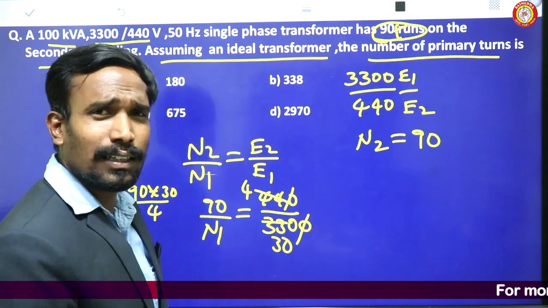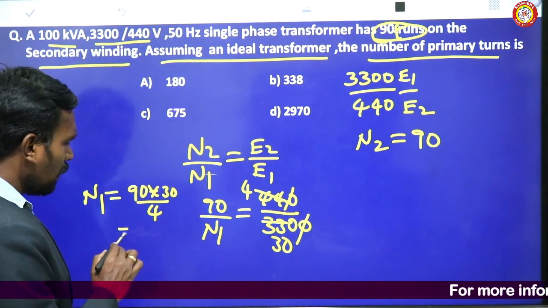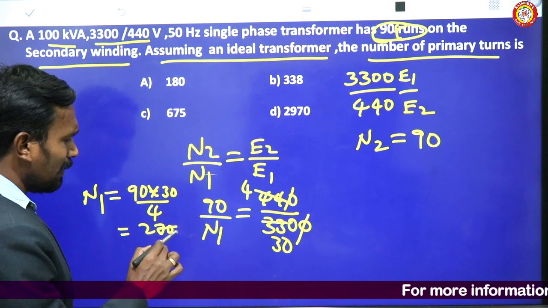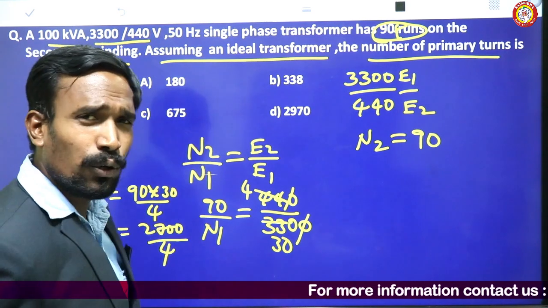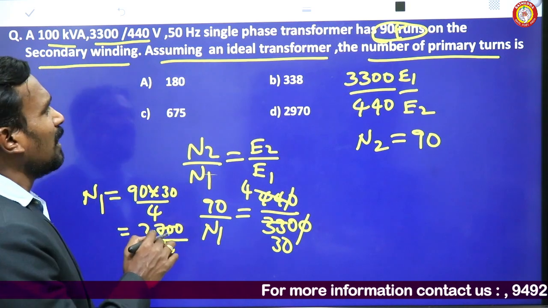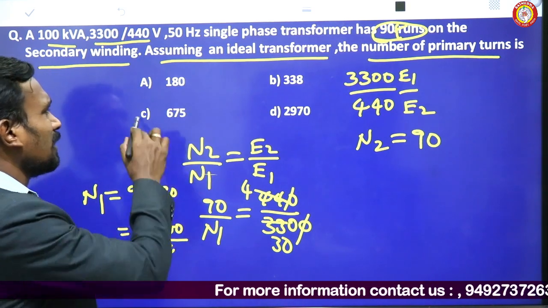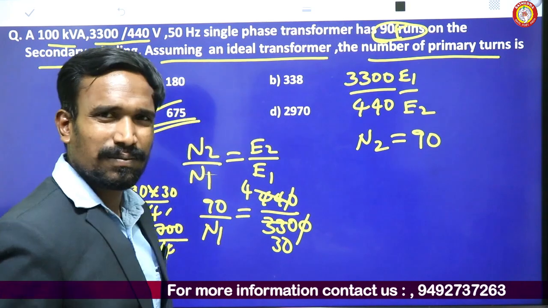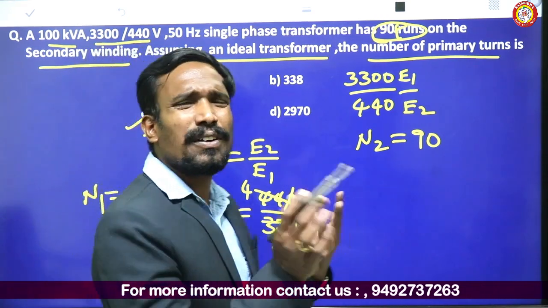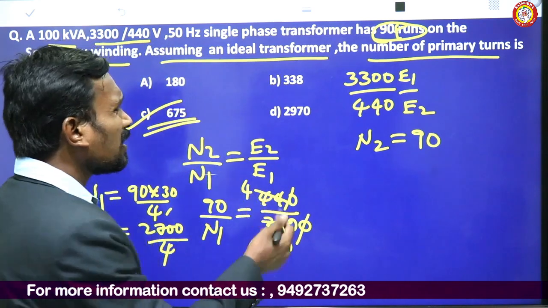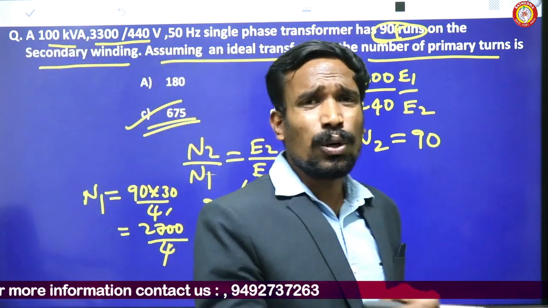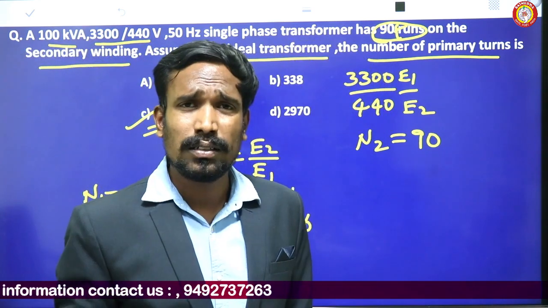90 multiplied by 30 by 4 is nothing but 2700 by 4. 9 3s are 27, so 2700 by 4, 4 6s are 24. Only one option is there, so easily we can get the answer. Right? This was asked previously, but we need to practice more and more.